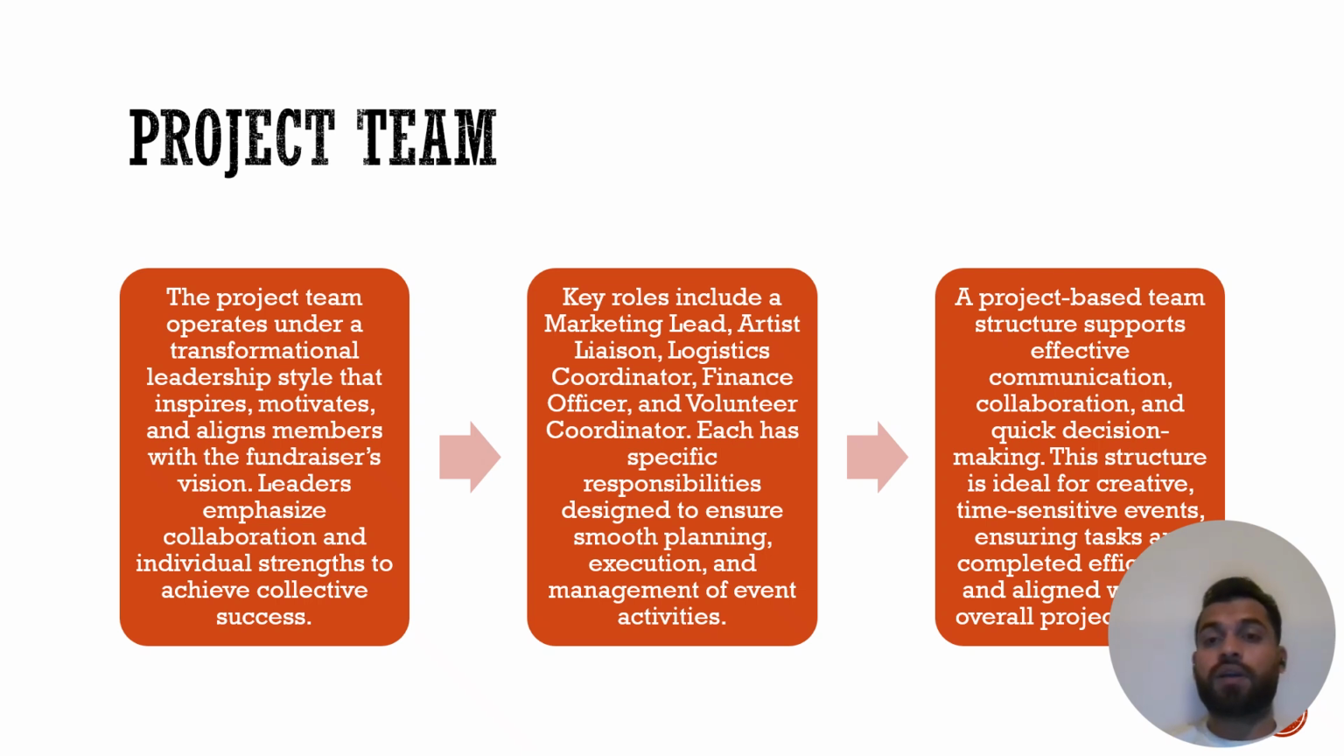In this section, I explained how I would lead the team using a transformational leadership style. This means I focus on inspiring the team by connecting their strengths with the project purpose. I then describe the different roles in the team such as marketing lead, artist, logistics coordinator, finance officer, and volunteer coordinator. Each person has clear responsibilities to help the event run smoothly.